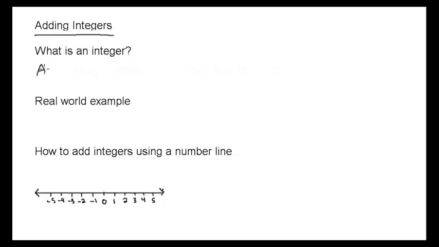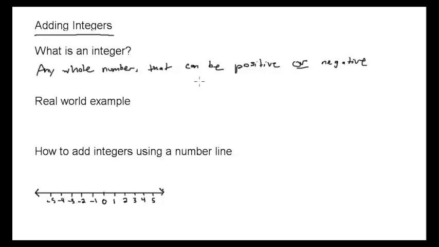So an integer is defined to be any whole number, and it can be positive or it can also be negative. So what are some examples? Well, if we look at numbers like 0 or 10 or -5, those are all integers because they're whole numbers and they can be positive or negative, doesn't matter, as long as it's a whole number.